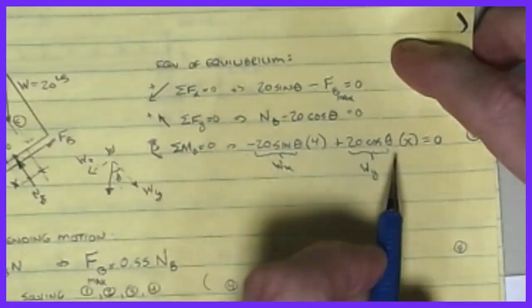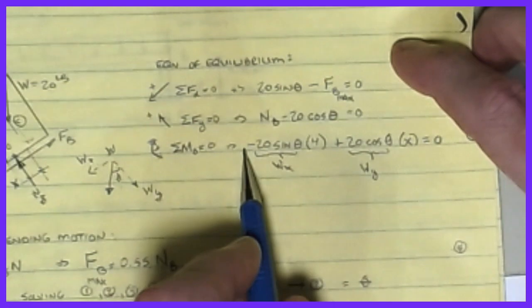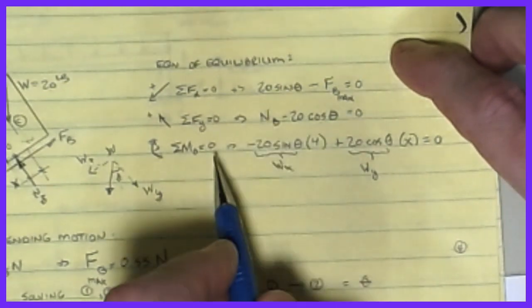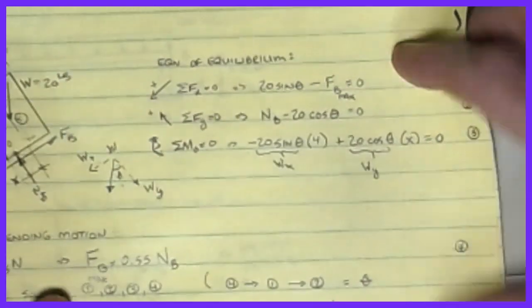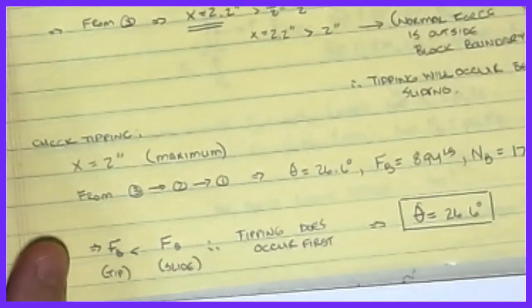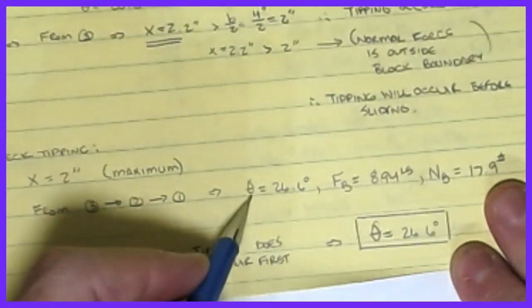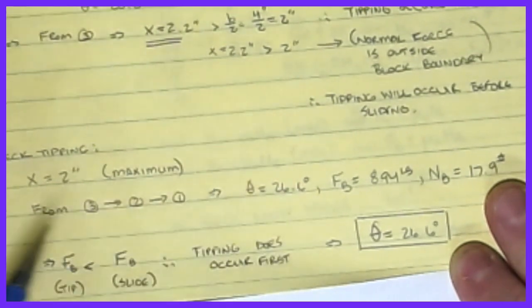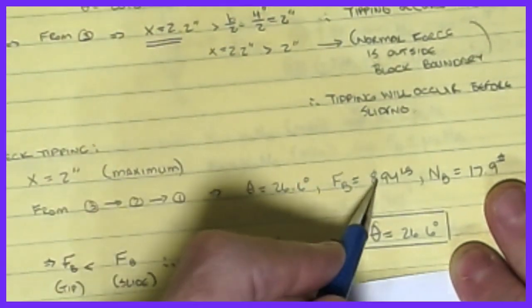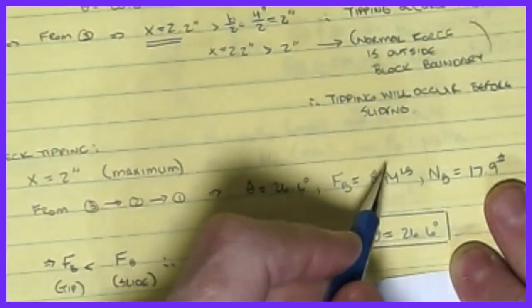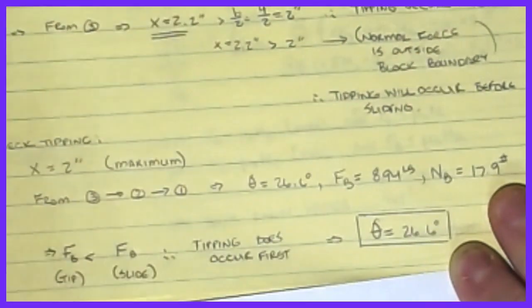If I know x, I can solve for theta. Once I know theta, I can get NB, and I can also get FB corresponding to it. If I do that, the data that comes out is that theta for tipping occurred at 26.6 degrees, FB is 8.94 pounds, and NB is 17.9 pounds.